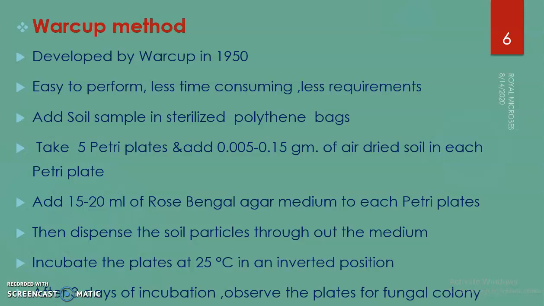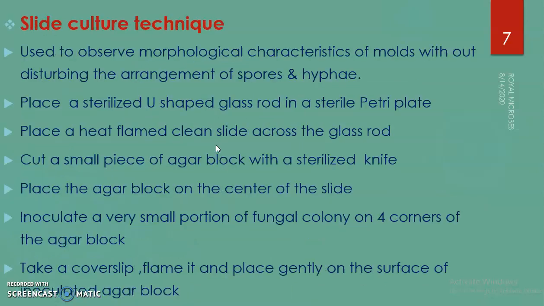Then Rose Bengal agar medium is used for plating. 15 to 20 ml of the medium is poured to each petri plate. Dispense the soil particles throughout the medium by rotating the plates in clockwise and anti-clockwise direction. Incubate the plates at 25 degrees Celsius in an inverted position. After 3 days of incubation, we can observe the plates for fungal colonies.